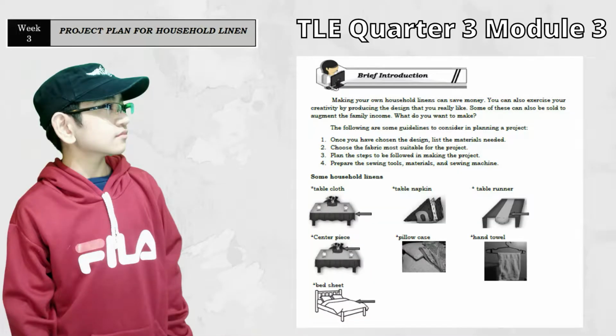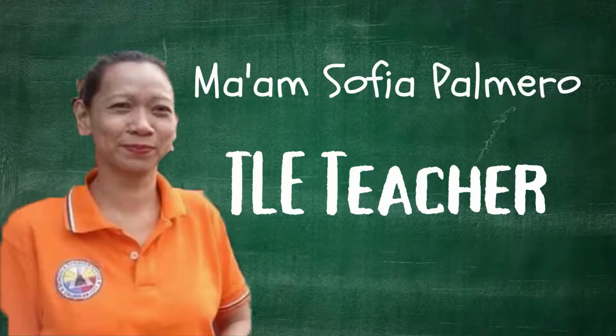Okay, now for some very short and simple context on what this video is all about. This video is basically made for TLE Home Economics Quarter 3 Module 3, which is about the different types of fabrics. You can see here in the brief introduction: tablecloths, table napkins, table runners. Now, our TLE teacher, Ma'am Sofia Palmero, gave us a project which we'll be making using different types of fabric, anything we want. Basically, it could be a table napkin, etc.